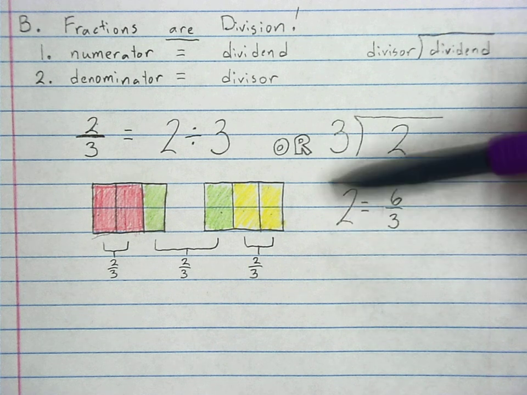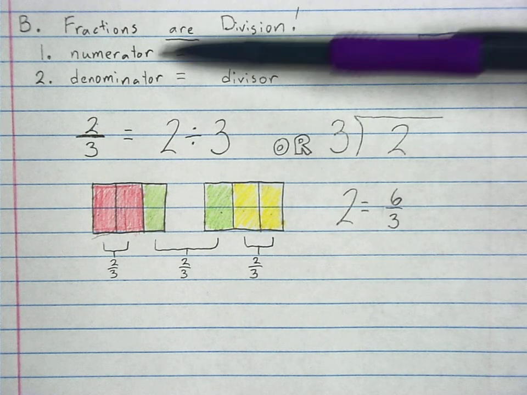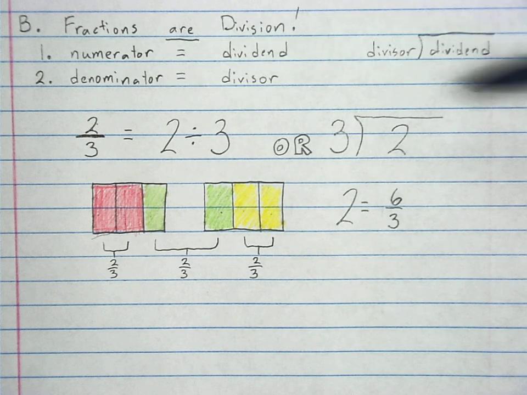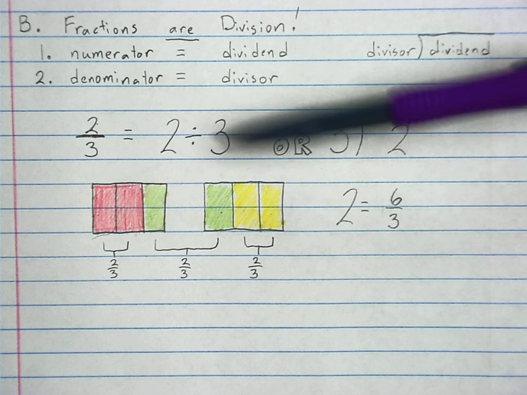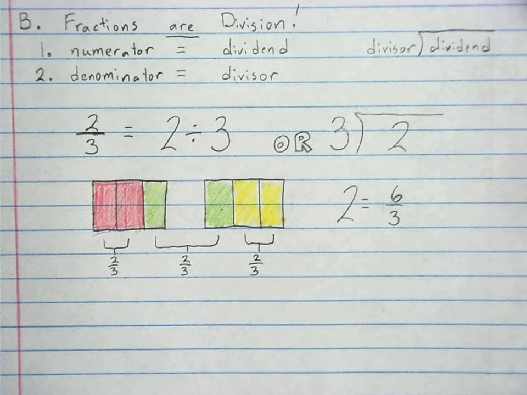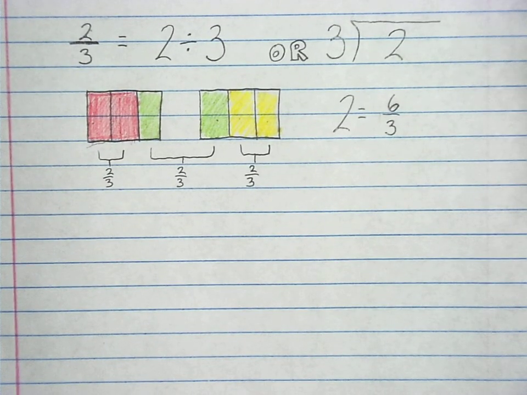Do not get discouraged. The big thing I want you to remember for this lesson, your numerator is the dividend, denominator is the divisor. Top divided by bottom. If you can hang on to that, you'll be able to do these first few examples, and we'll do some more together in class. We'll talk about it. We're going to continue playing with this and seeing why this connection works.